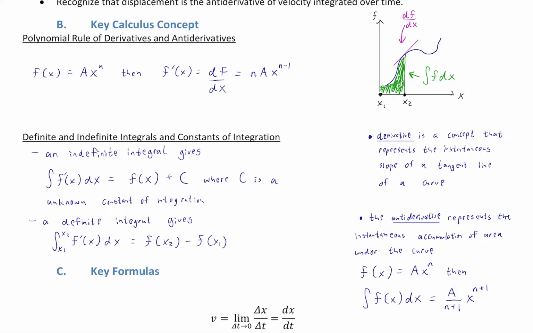We're going to have df over dx, and that is the tangent line. So conceptually, in terms of graphs, the derivative is a concept that represents the instantaneous slope of a tangent line of that curve. So the instantaneous slope at this particular point is this pink line. Okay, and that would be, say, at the point x2.